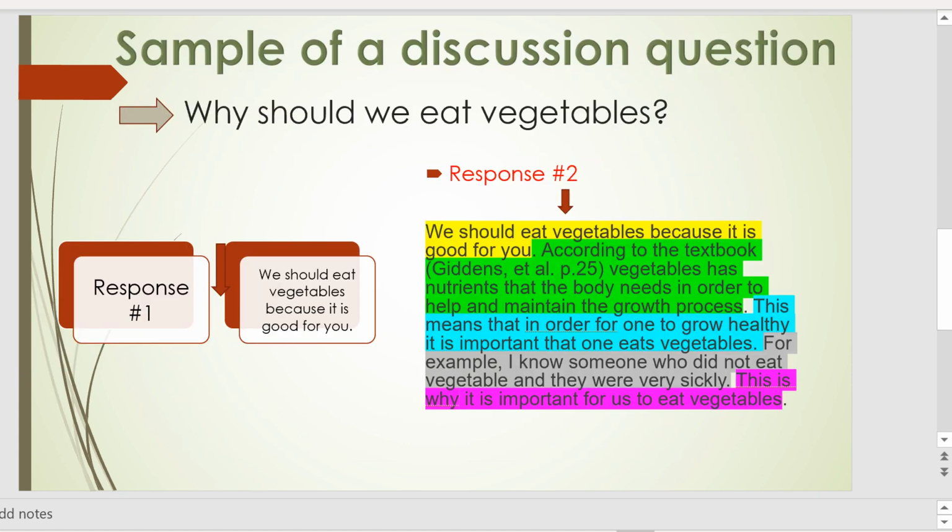Here we have a sample discussion question. The question asks, why should we eat vegetables? Below are two possible responses. In looking at response number 1, you will find a bare-boned response, which lacks substance. As it stands, this response would get less than a favorable grade.